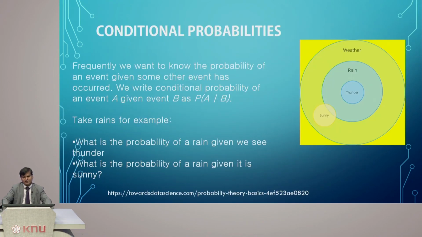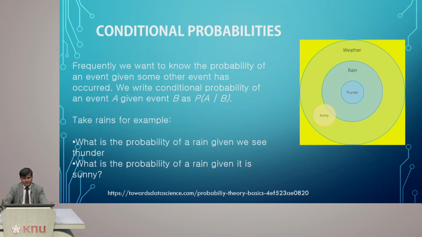Okay, as I mentioned, this is one of the things that I want to discuss today. That's conditional probability. Conditional probability is nothing but the probability of an event given some other event has occurred. You know that one event has occurred, and based on that you are expecting another event to occur. So you can simply say this as event A given event B.